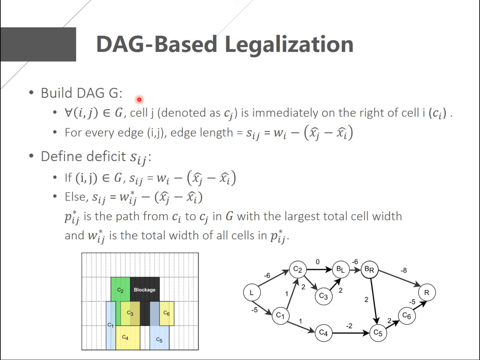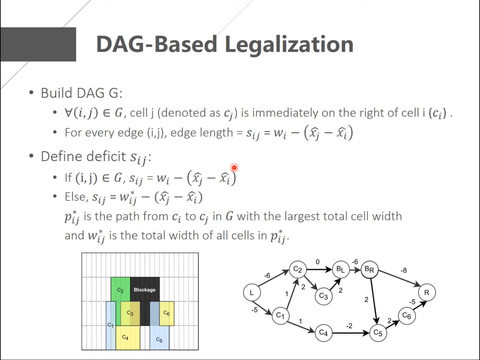First of all, we will build a deck G such that every edge ij in G exists if and only if cell j, denoted as Cj, is immediately on the right of Ci in some row. For every edge ij, we define its length as deficit Sij. Deficit Sij indicates the minimum relative right movement of Cj with respect to Ci in order to avoid any overlap of cells on the path from Ci to Cj.